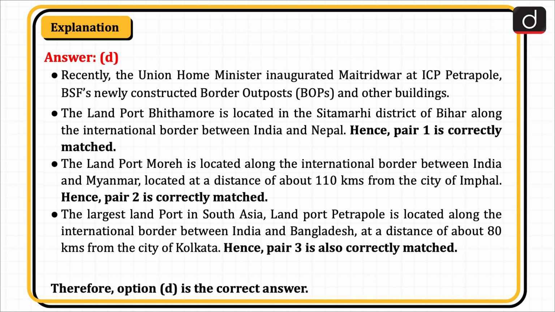The largest land port in South Asia, land port Petrapole, is located along the international border between India and Bangladesh at a distance of about 80 kilometers from the city of Kolkata. Hence, pair 3 is also correctly matched. Therefore, option D is the correct answer.